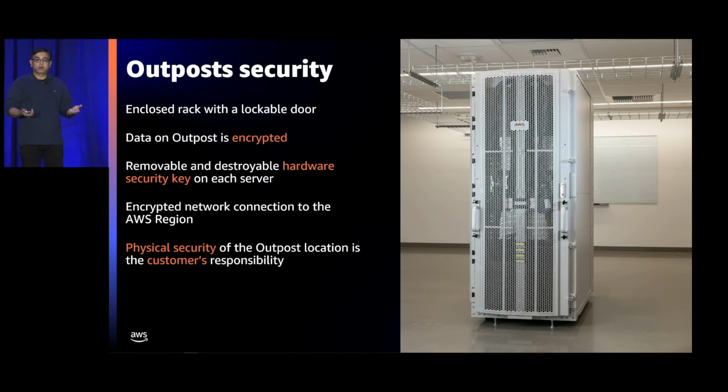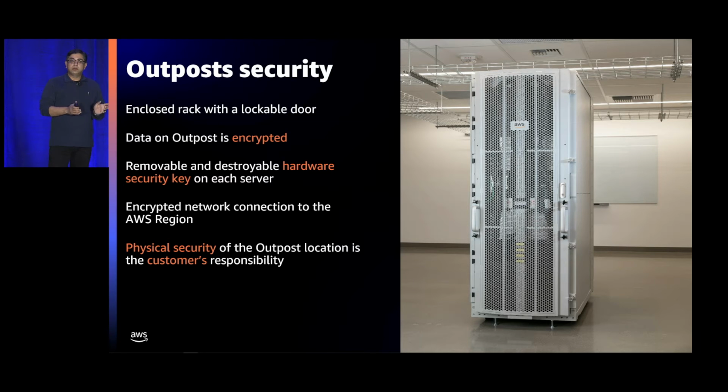So AWS Outposts comes with a lockable door that you can control who has access to. The data on Outpost is always encrypted. It's not just the data in flight, it's the data at rest also. Whether it's stored on EBS or on S3 on Outpost, it's always encrypted. The device comes with a security key that's destroyable. If that security key is lost or destroyed, then all the data is decommissioned. So I'm going to touch upon that in a minute in the next slide.